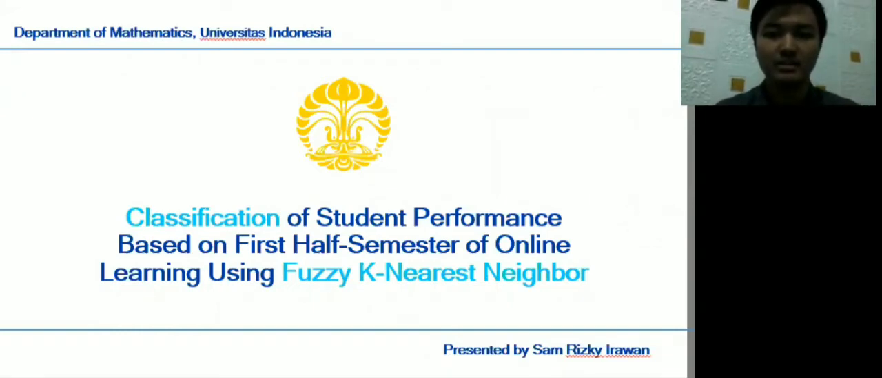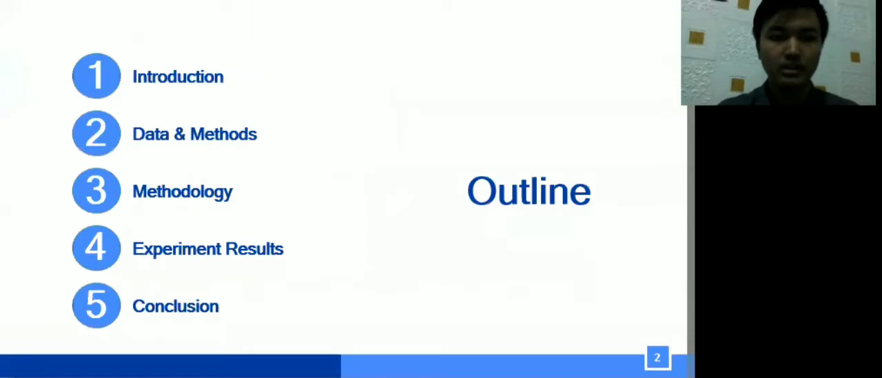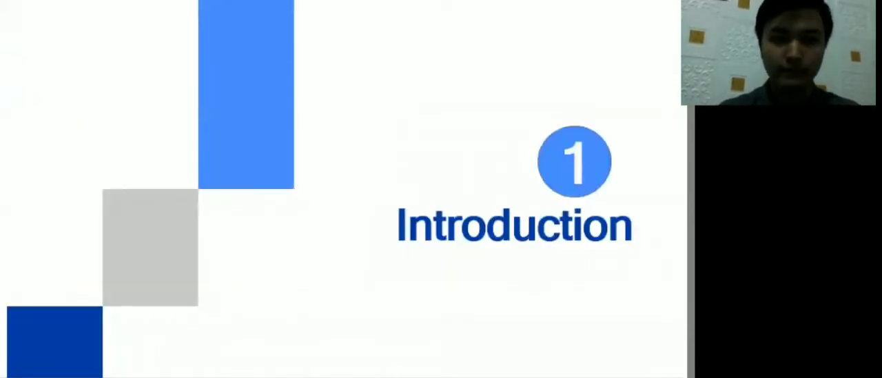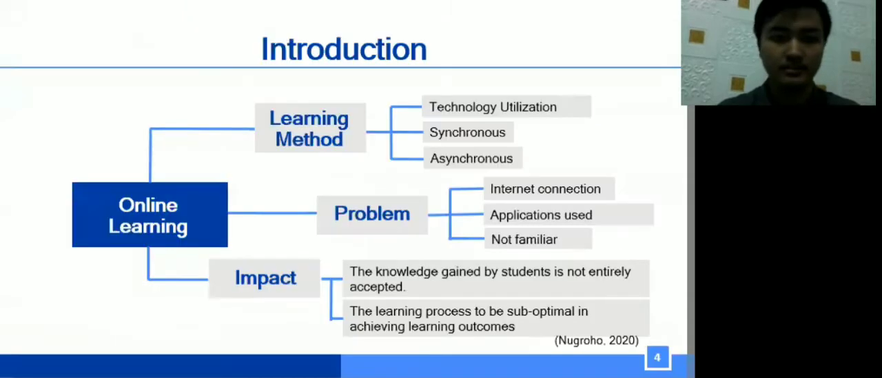I'd like to present the results of our research entitled Classification of Student Performance based on first half semester of online learning using fuzzy nearest neighbor. So here's the outline that will be discussed. For the first is the introduction.